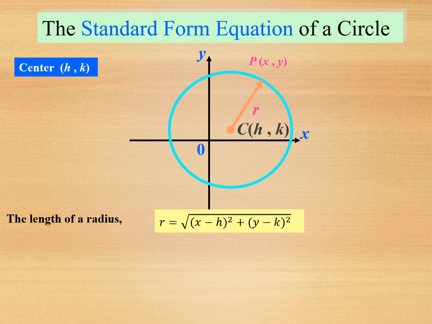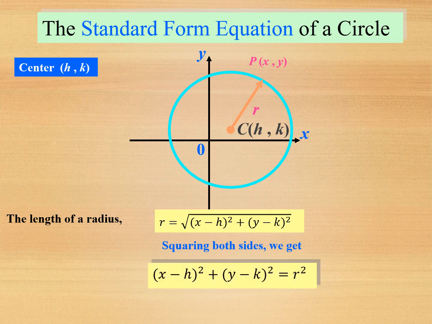(h,k) is the center of the circle, then there's a point P that exists on the circle. So the length of the radius, actually we are using the length of the radius to find the extended equation of the circle. That means we square both sides, we get (x minus h) squared plus (y minus k) squared equals r squared. Actually, we are using the distance formula.